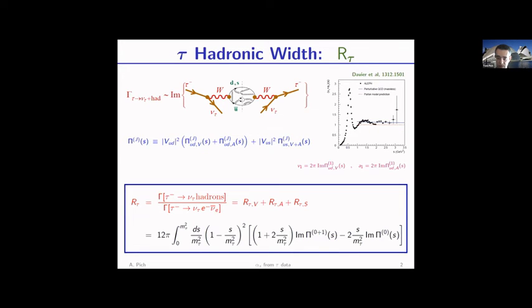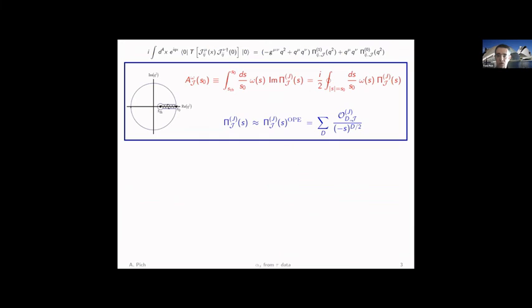Of course, you are not able to predict these spectral functions from QCD because it's in the very low energy region, but you can use the analyticity properties of these correlators. They are well known in the complex plane, and we can rewrite these integrals as contour integrals in the complex plane.